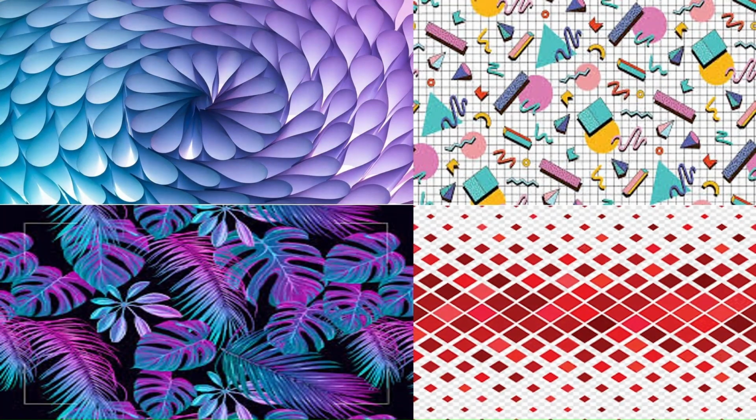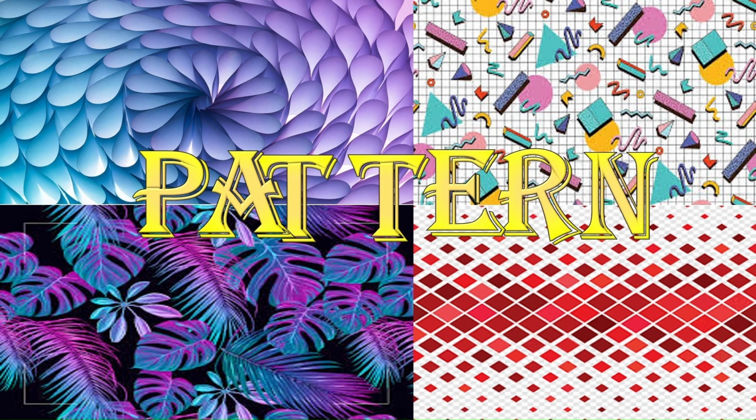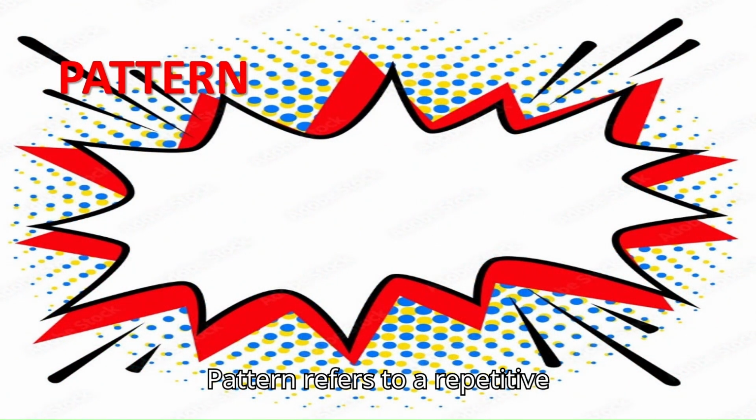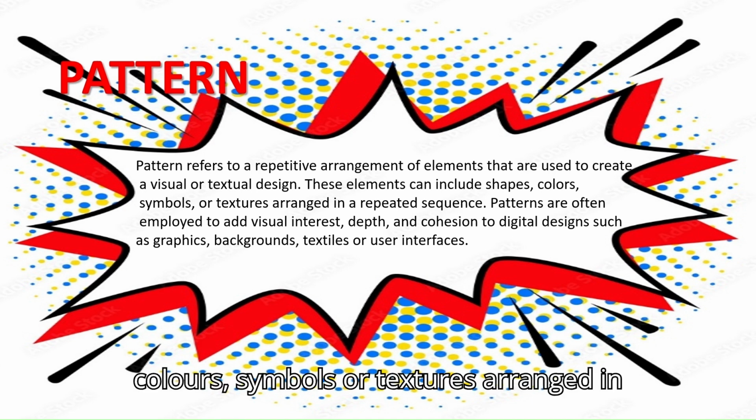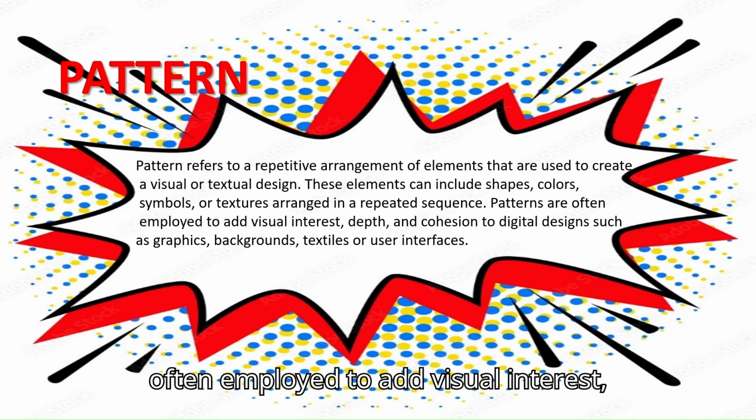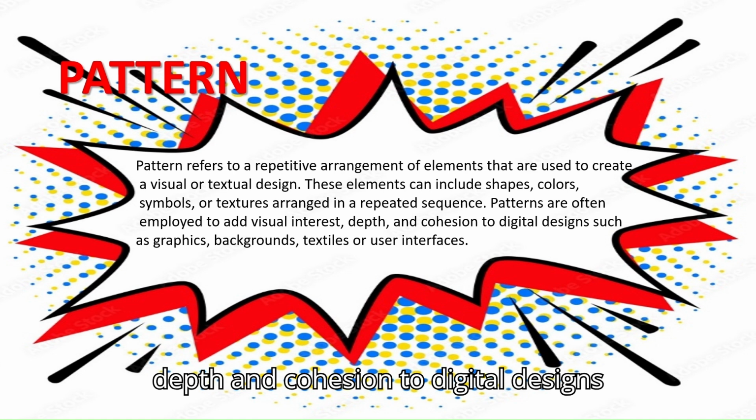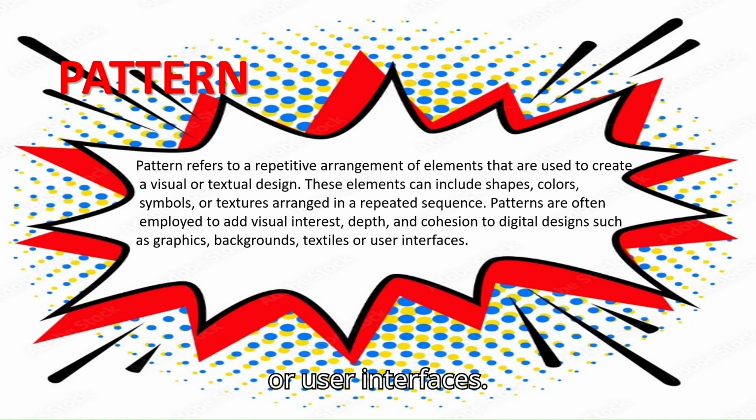Pattern. Pattern refers to a repetitive arrangement of elements that are used to create a visual or textual design. These elements can include shapes, colors, symbols, or textures arranged in a repeated sequence. Patterns are often employed to add visual interest, depth, and cohesion to digital designs such as graphics, backgrounds, textiles, or user interfaces.